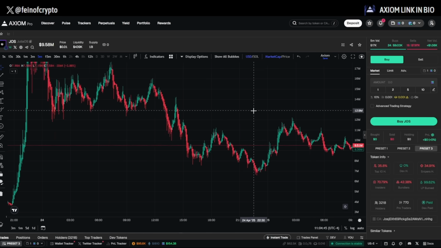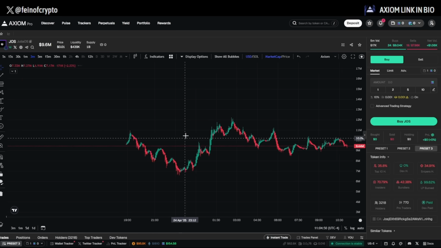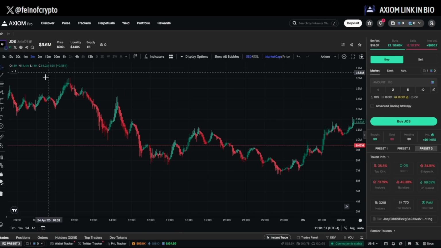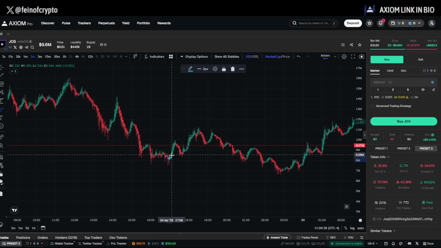Look at that. See? Now you have the 5-minute. So now you could get in even deeper. Look, now you could get the 3-minute, right? You could get way better at this. Look at this. You could have bought right here as it turns green, right? As it's turning green. Let's be generous and say we bought it here, right? After a couple green ones on the 3-minute, you buy at 8.5 million.